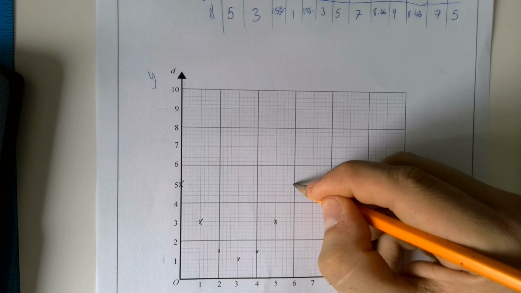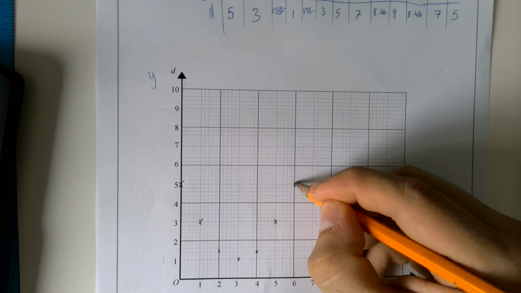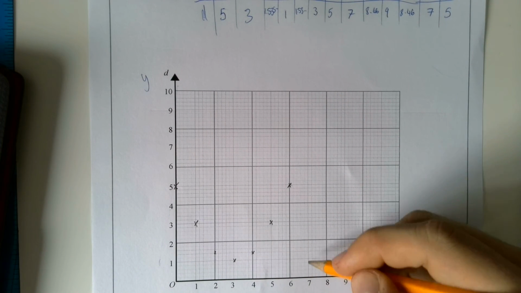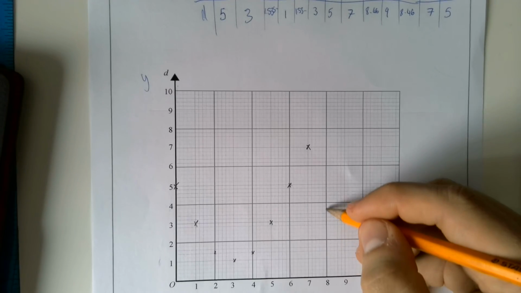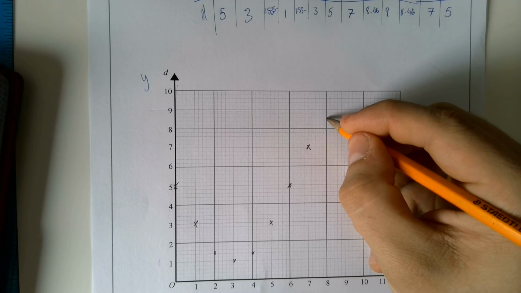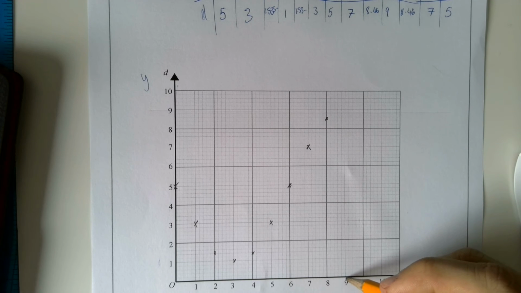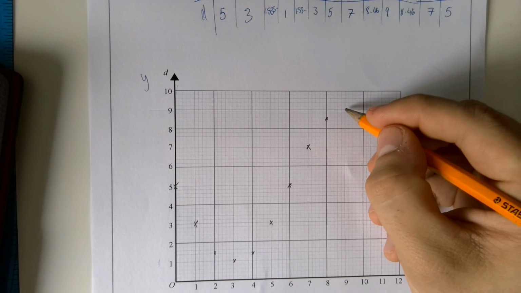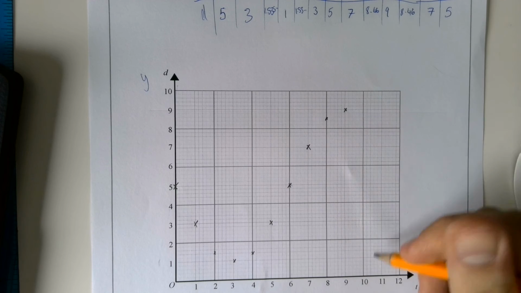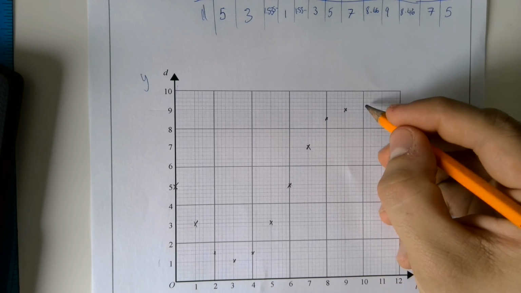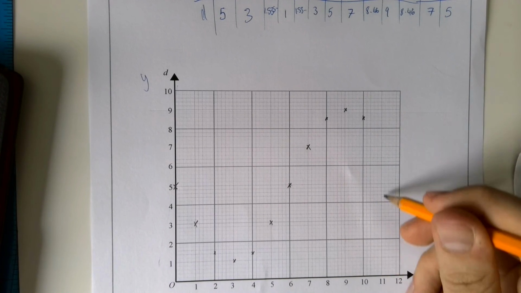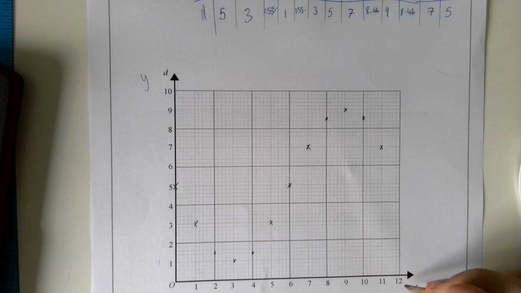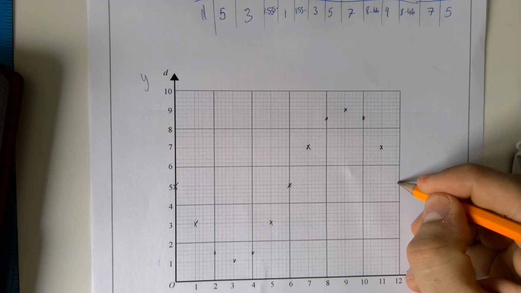Just plotting these values as I got from up here. When t is 7, d is 7. When t is 8, d is 8.5-ish, so about there. When t is 9, d is 9. When t is 10, I've got that horrible 8.46 something again, which is about there. When t is 11, d is 7. And when t is 12, d is 5.